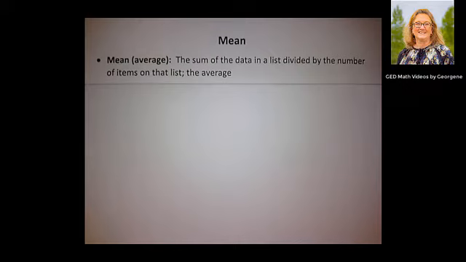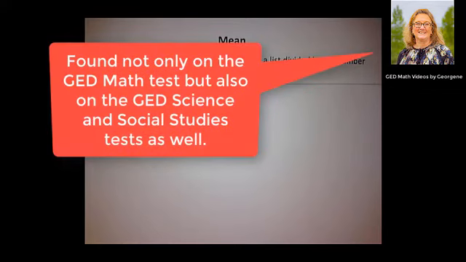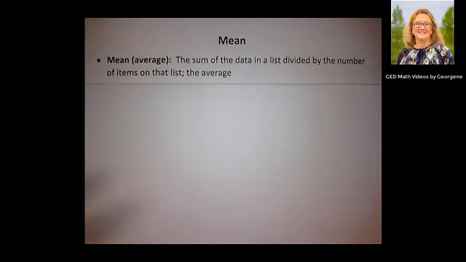Now, this is a lesson that I have previously put together, so I have it already down on paper, and I'm just going to talk about it and highlight certain things. I'm going to add certain things to it as we work through it. At any point, be sure to pause it, take down notes, and make sure that you understand the difference between mean, median, mode, and range. These are things that will be found not only on your GED Math test, but most likely on your science and social studies test as well. So we're going to jump in with mean.